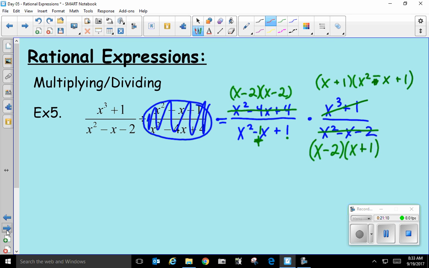Look at the answer! X minus 2 with an x minus 2. Very good. What else? X plus 1 with an x plus 1. What else? X squared minus x plus 1, x squared minus x plus 1. What do I have left at the top? What do I have left at the bottom? Nothing, so leave it at 1. So that's x minus 2 over 1, which is x minus 2.